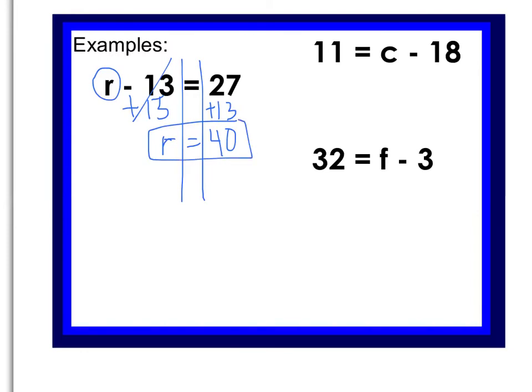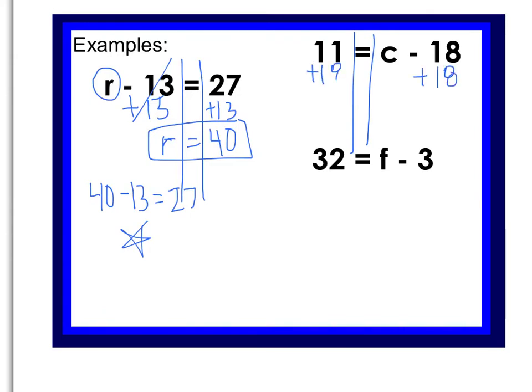Let's check my work. Is 40 minus 13 equal to 27? It sure is. Let's do the next problem. So again, I see my C, and I'm going to do the opposite of minus 18. The opposite is plus 18. So I'm going to add 18 to both sides.